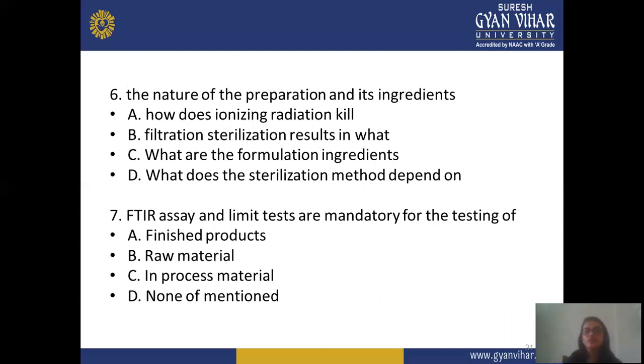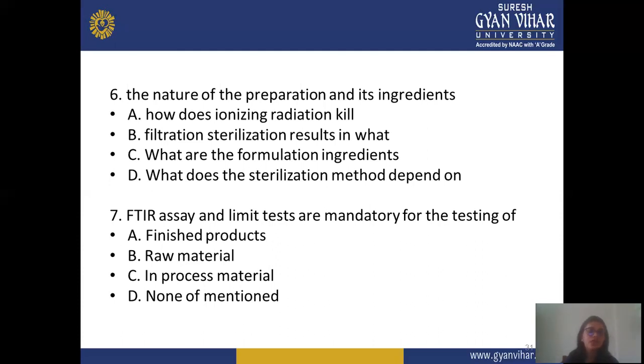In this first question, you learn about the nature and preparation of an ingredient, how to prepare that particular ingredient. Option A asks: by the help of what does ionizing radiation kill? Radiation helps to kill that particular bacteria. Next is filtration sterilization, which is also a sterilization technique. Then, what type of formulation ingredient is used in a formulation, and which method does sterilization depend on?